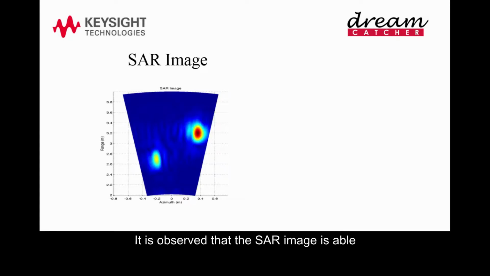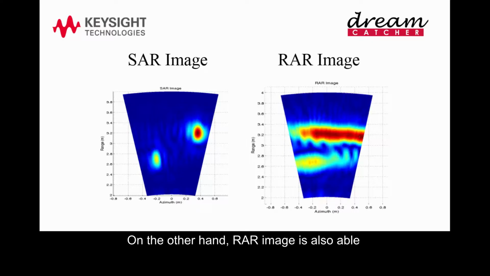It is observed that the SAR image is able to focus the targets for range spacing d, larger or equal to 0.2 meter. On the other hand, RAW image is also able to separate the two targets with range spacing of 0.2 meter. It is observed that both the RAW and the SAR configuration are able to differentiate the two targets located at range spacing of d equals to 0.2 meter. Hence we can say that the range resolution of an imaging radar is independent of the signal processing technique used.